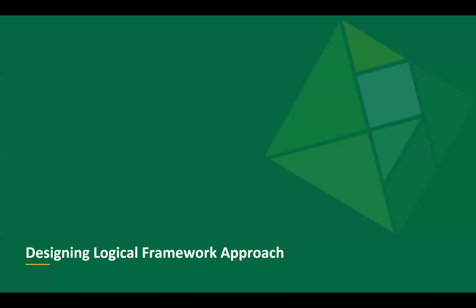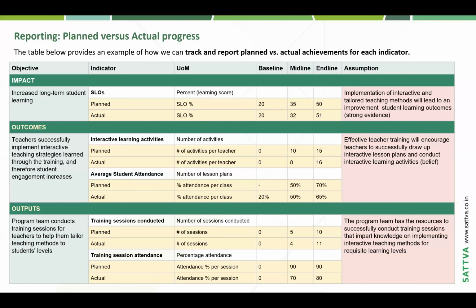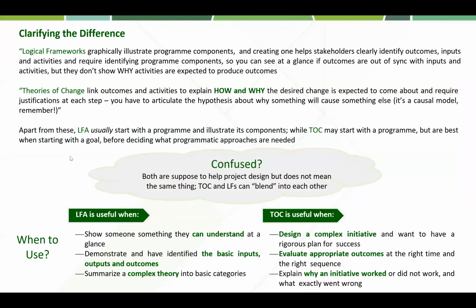But LFA actually explains how and why things are exactly the way they are. And then I discussed when to use LFA and ToC. In a sense, if you take a look at this last section I mentioned, something they can really understand at a glance is basically LFA, which demonstrates output indicators, and ToC is used to design a complex initiative where you want to have a rigorous plan for success and evaluate appropriate outcomes. Those are the things I mentioned here.